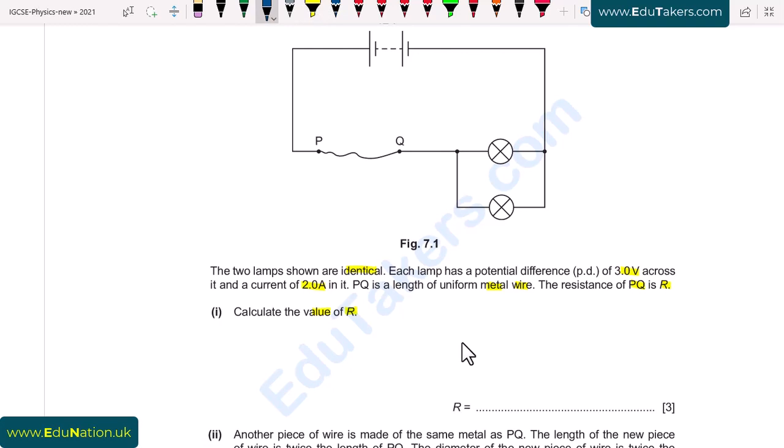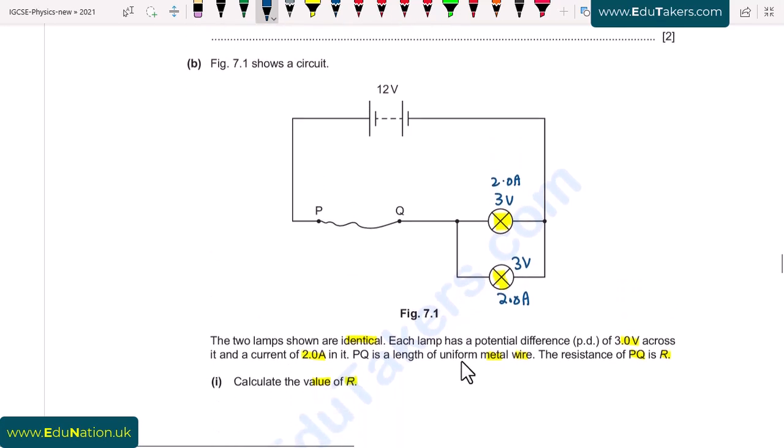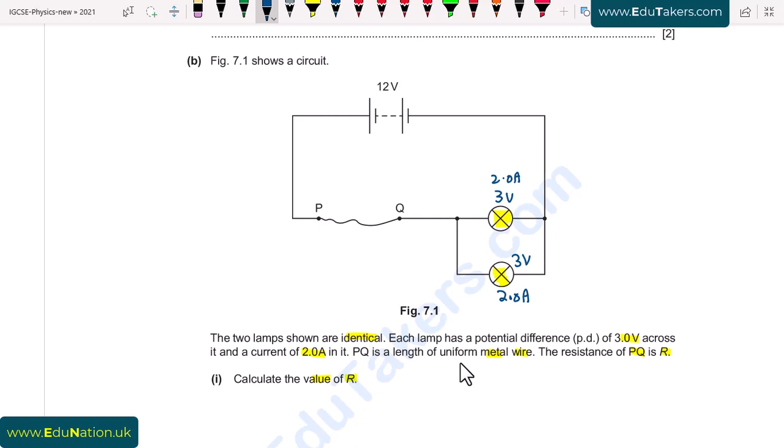Here we are given that the potential drop across both of these lamps is 3 volt. It means that 3 volt potential drop across this lamp and 3 volt potential drop across this lamp. Second, the current through both of them is 2.0 ampere. And it is also given that the EMF is 12 volt. We have to calculate the resistance of this wire, PQ.